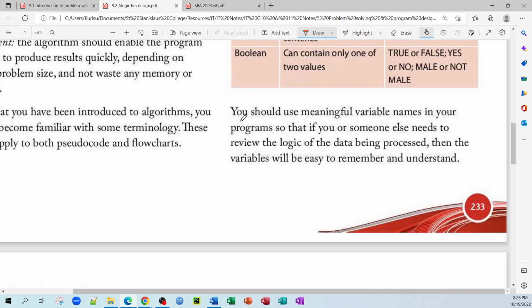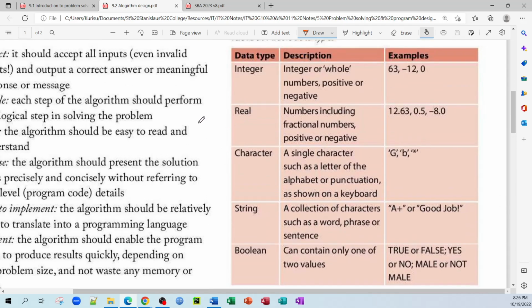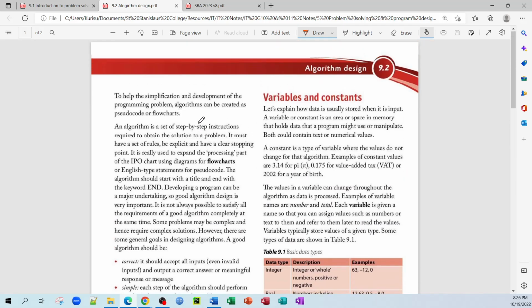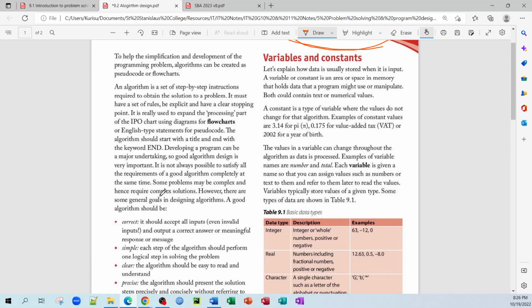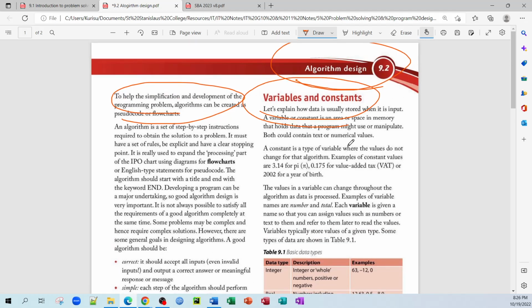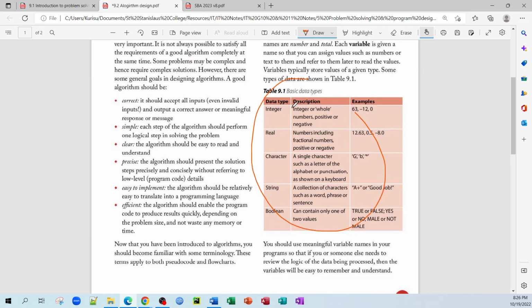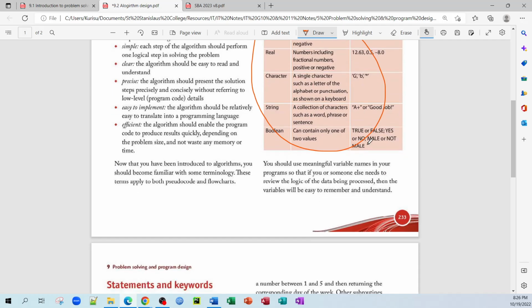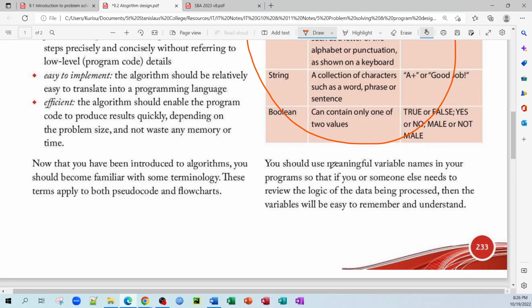Now, this is where we would have left off. We started chapter 9.2, so this was the information I was reviewing here. This is the pseudocode and flowchart. This is the variable and constant we were just talking about, and this is the types of data that we were just talking about also. So we're going to continue from this paragraph here.